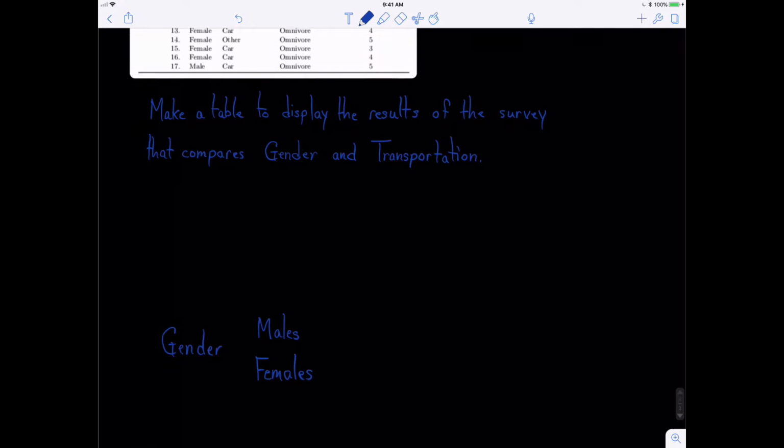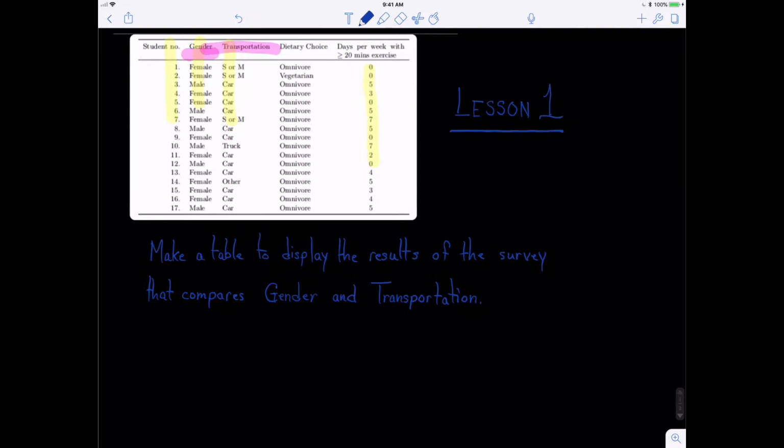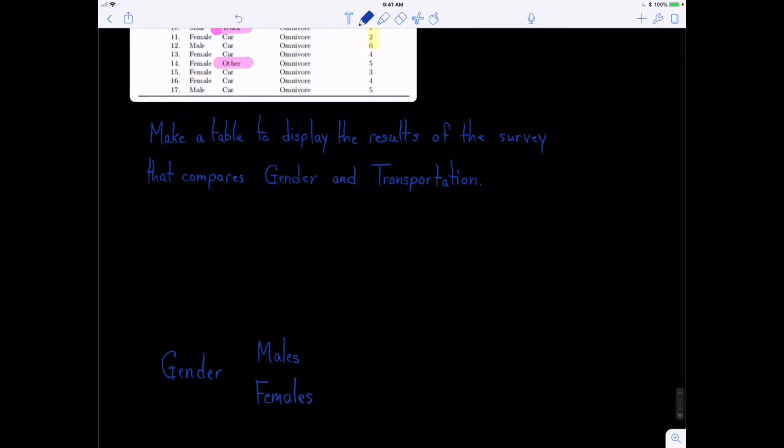Now, when we take a look at this, for example, my very first person, if we look in student number 1, is a female that drives an SUV or minivan. Now let's go down the list here and let's look. One of our categories for transportation are they drive either an SUV or a minivan, or they might drive a car. And look at this. Here's someone that drives a truck. And here is a female that uses some other mode of transportation. This could be a bicycle, or maybe they took the bus into school that day.